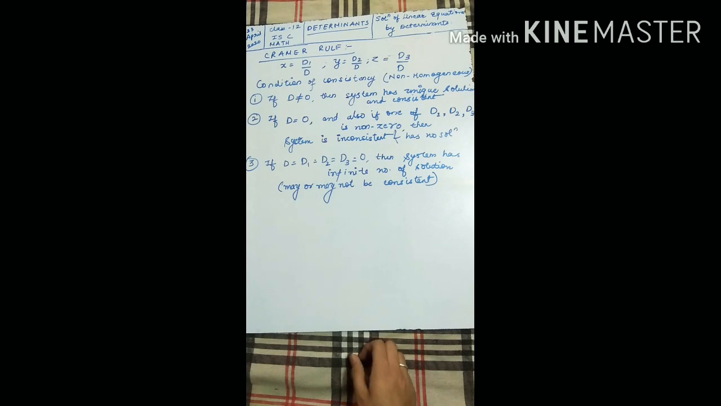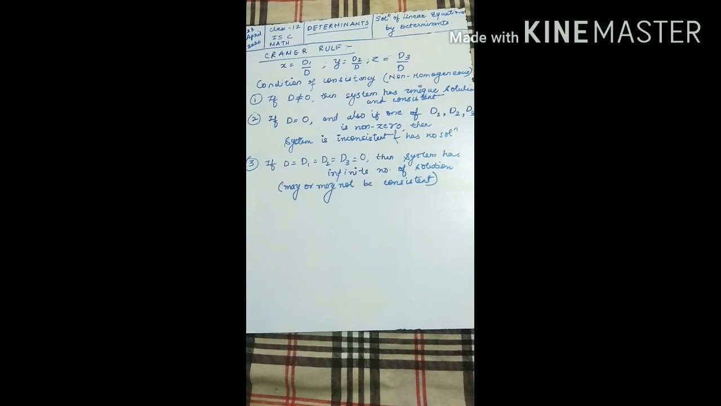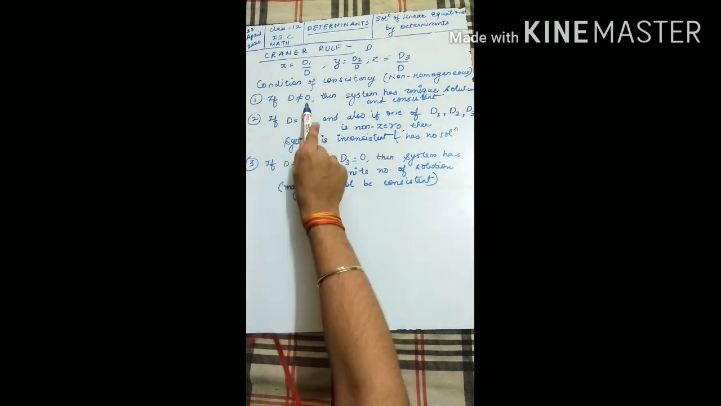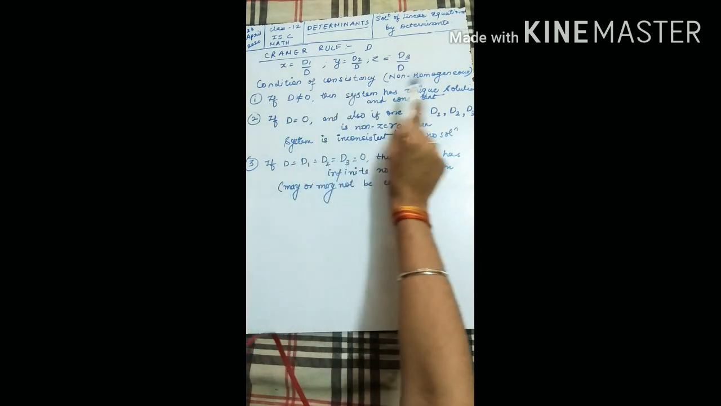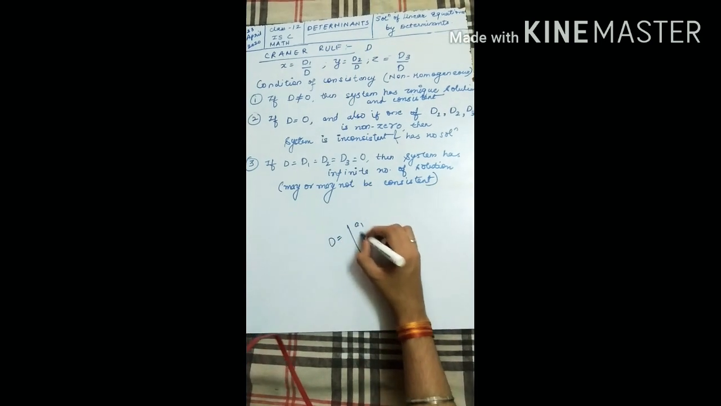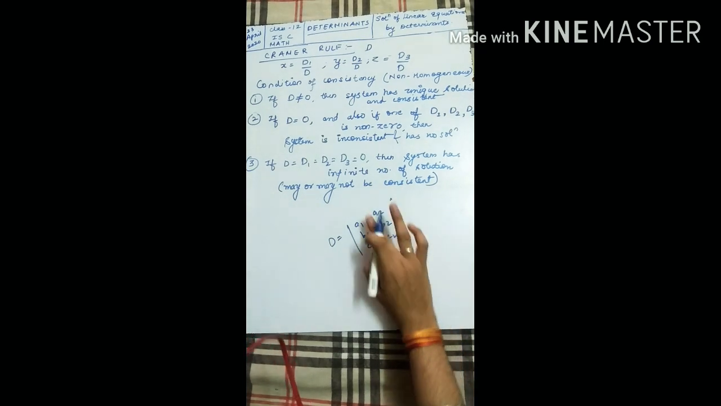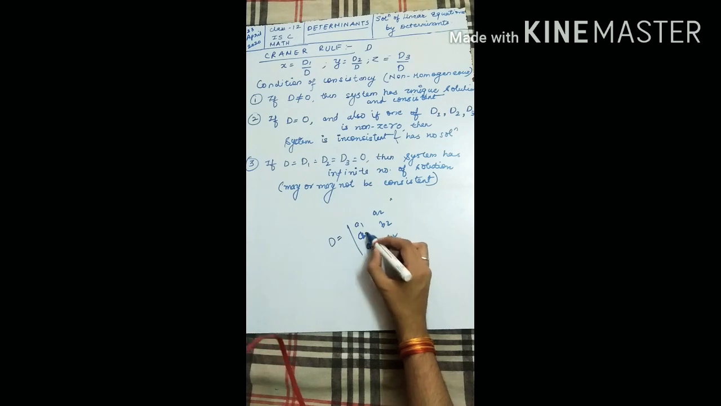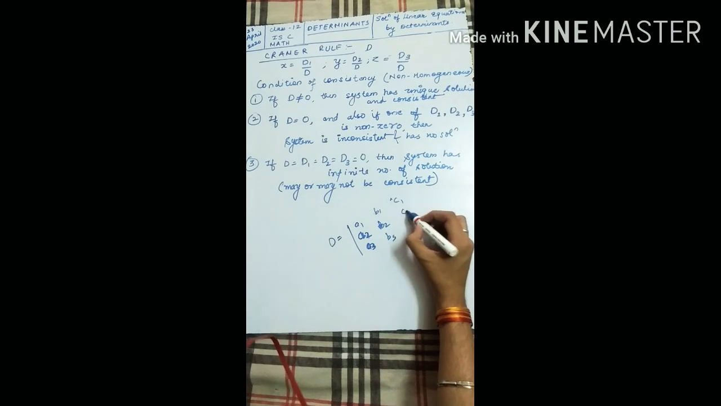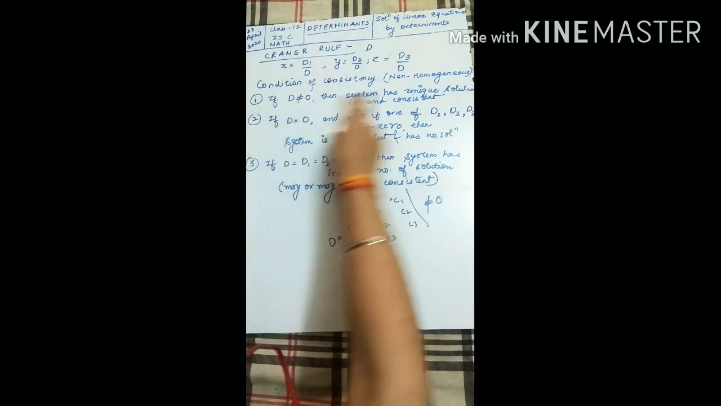So what is the condition of consistency? We know what d is: d is the determinant of the coefficients of x, y, z. If d is not equal to 0, then the system has a unique solution. While solving the value of d, the determinant of a1, b1, c1, a2, b2, c2, and a3, b3, c3, if your determinant is not equal to 0, then it has a unique solution.